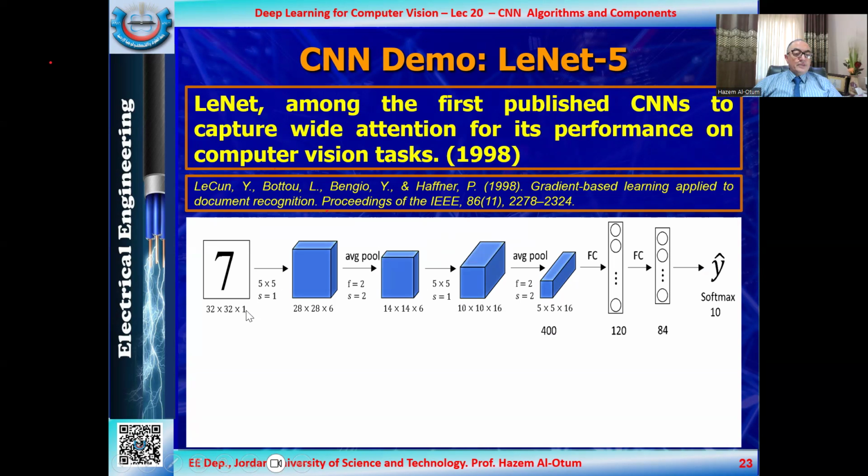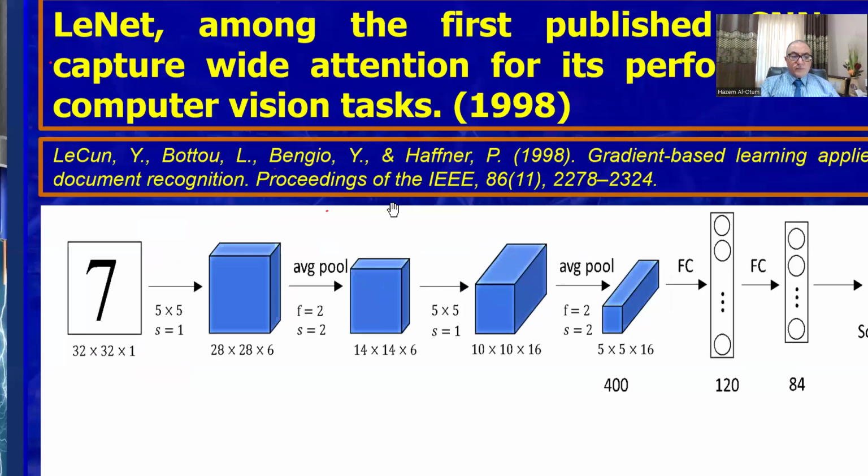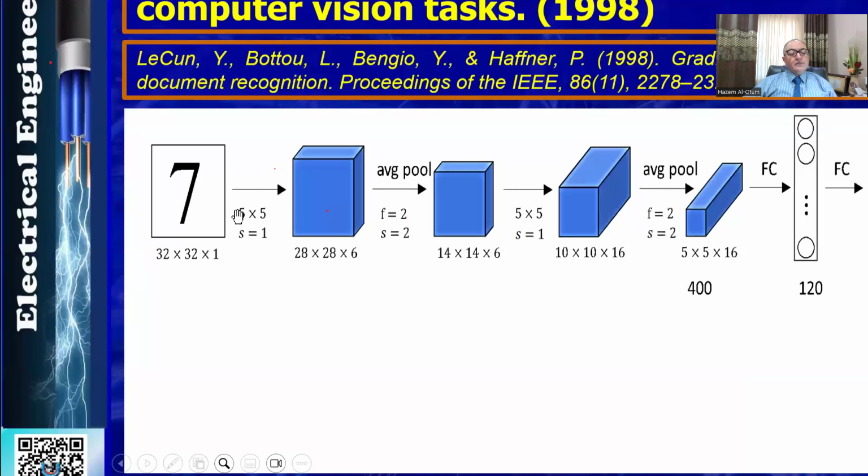It accepts images of the size, let's increase this in size a little bit here. So the input is a grayscale image of 32 by 32. And then we apply a 5 by 5 convolution operation with a stride of 1. We get 28 by 28, etc. Let's go step by step and understand what's going on in this system.